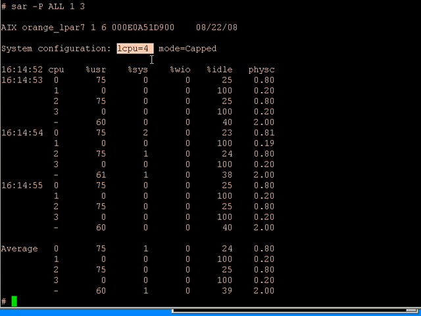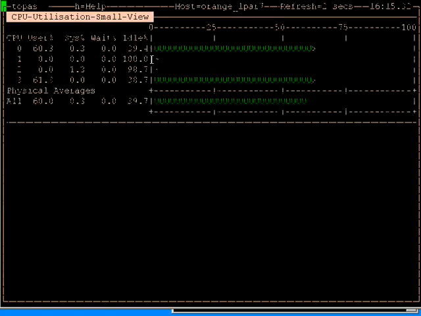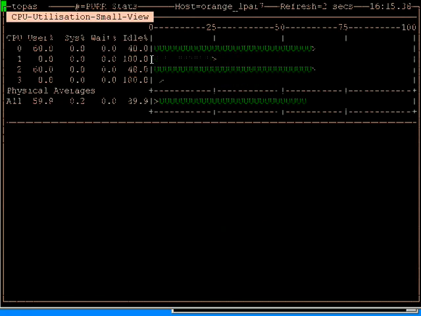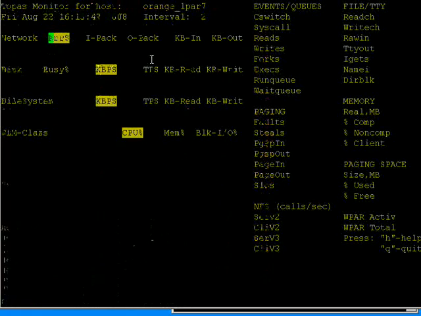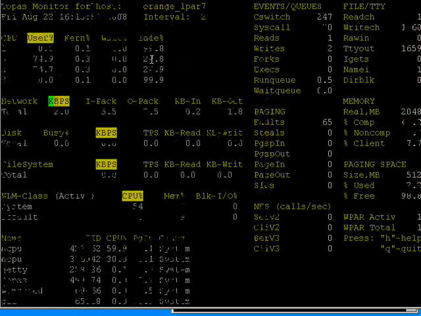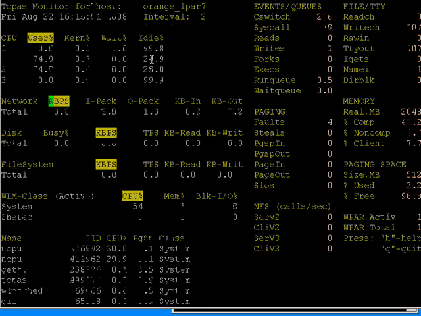We can also use a command like my own tool nmon, and we look at the number of CPUs here. Again, these are logical CPUs, and we can see that there's a couple busy and a couple not used at the moment. It gives you the impression again that there's 4 CPUs. If we use topas, again at the top left here we have CPUs and we have 4 of them, and again that gives us the impression that we got 4 CPUs when we don't really.